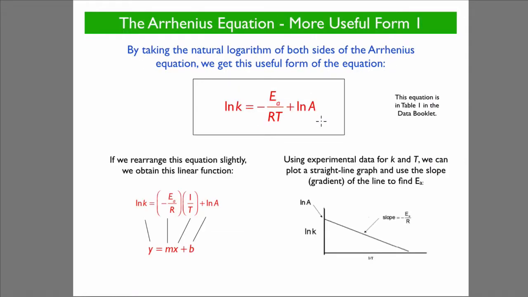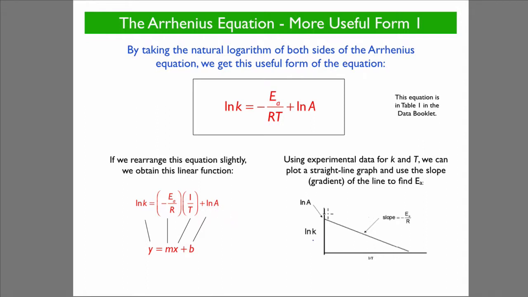This is useful if you take the natural logarithm of both sides, because then you can manipulate it to make useful graphs. So let's have a look. If we arrange the equation slightly, we obtain this linear function. We've got the natural logarithm of k equals minus the activation energy over R for the slope, 1 over T as the x values, and we've got the intercept for the natural logarithm of A.